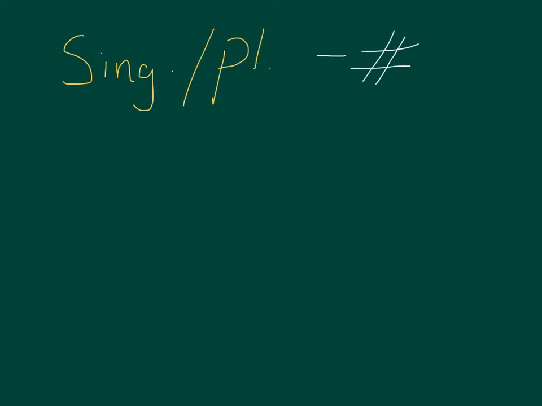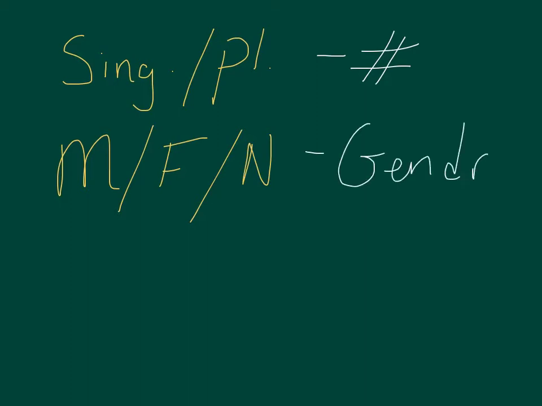The word endings change based on whether a noun is singular or plural. That's called number. So when we talk about noun number, that's singular or plural. Endings also change based on whether the noun is masculine or feminine, or, and we haven't seen neuter yet, but it is there. And that is known as gender. These are the two characteristics of nouns that we have seen so far. But there's a third characteristic as well.